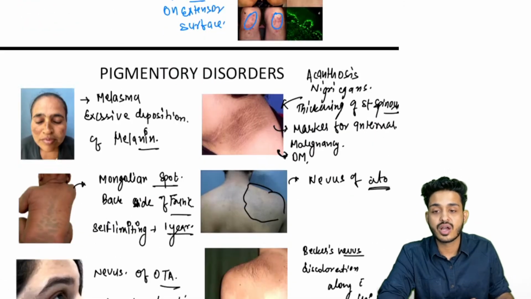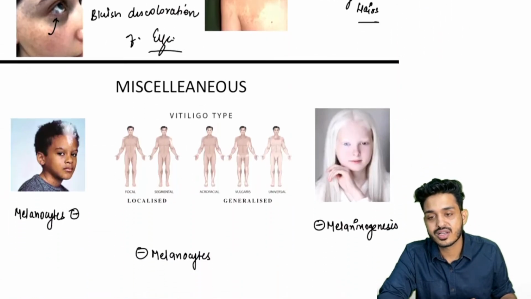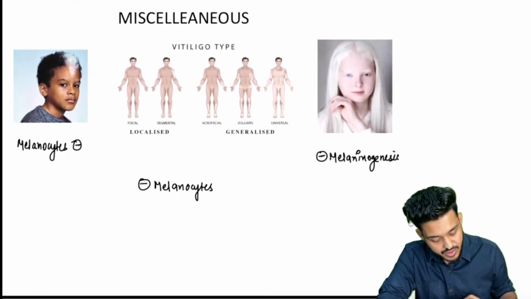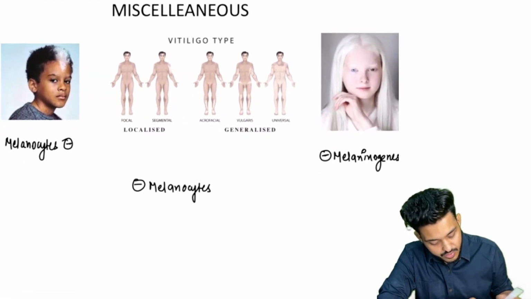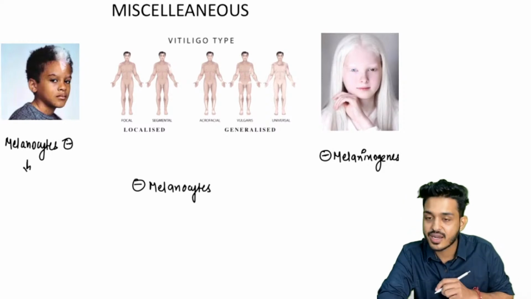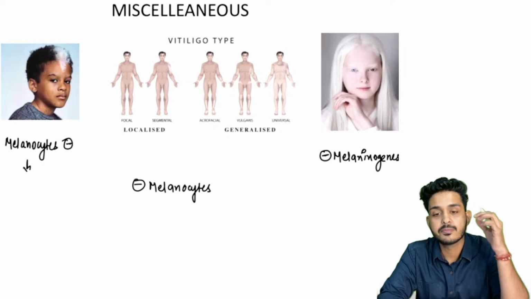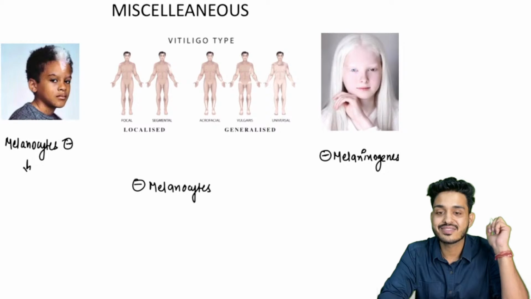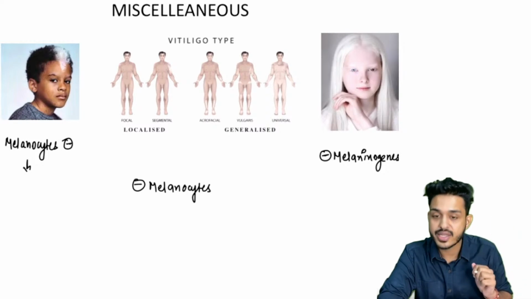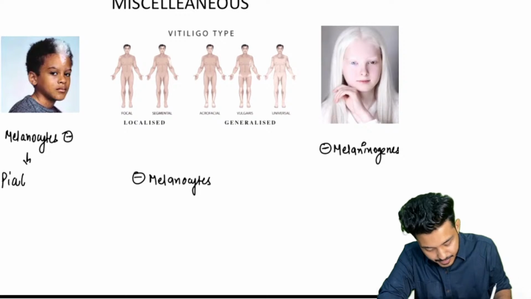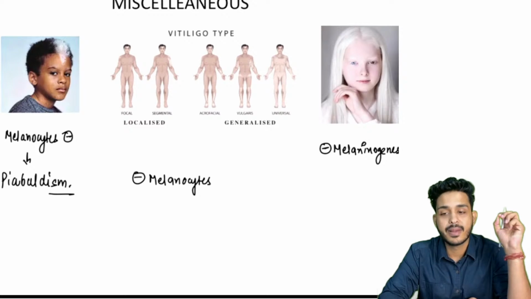Okay, so now we are done with the pigmentary disorders. Let's talk about certain miscellaneous topics. The first one is, identify the situation, guys. What is it? Melanocytes are absent, and here you will find the very characteristic finding, that is white forelocks. White forelocks is a very characteristic finding, and this is a case of piebaldism.